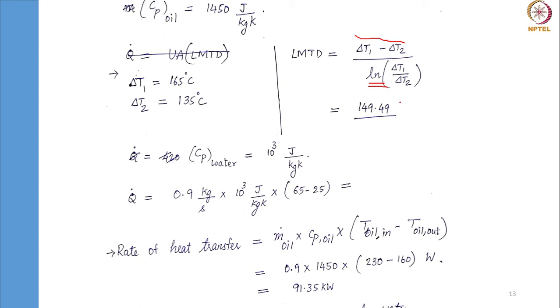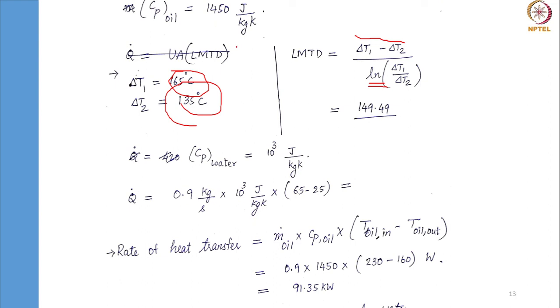As per our definition, it's delta T1 minus delta T2 by ln. It's not log to the base 10, it's base e. So we need to use ln of delta T1 by delta T2. In our calculators, if we take log, it's going to be wrong. So I'm cautioning about this simple aspect. We have values 165 and 135. Once you plug these values in this formula, we should get 149.49. Is that okay for everyone? Yes, sir. 149.55 I got.